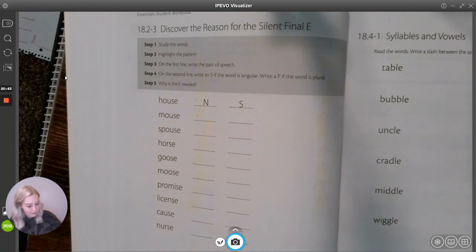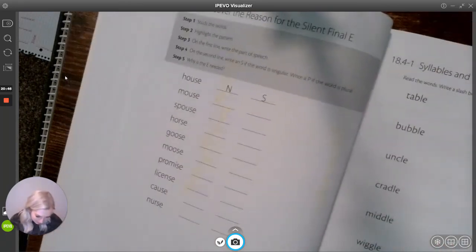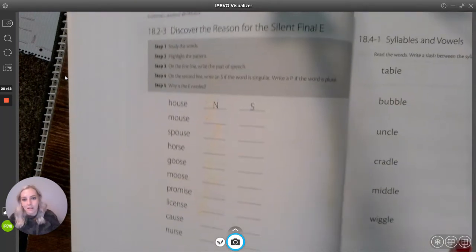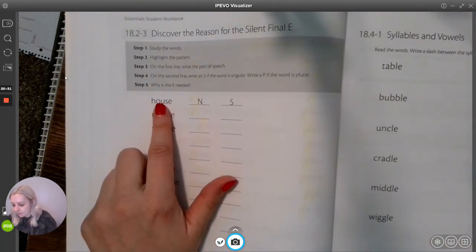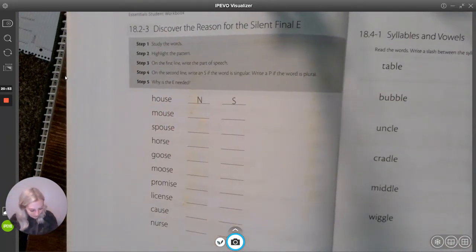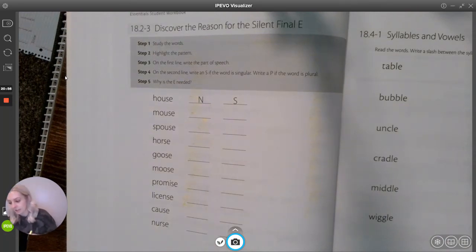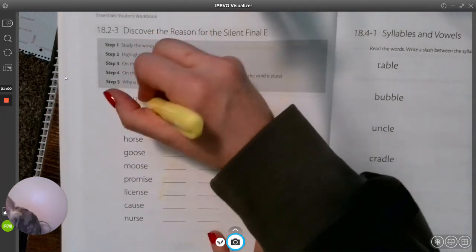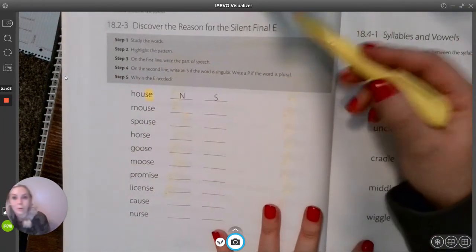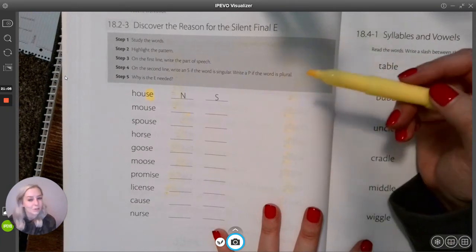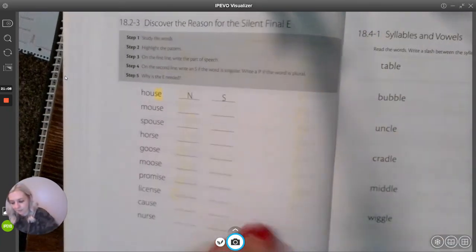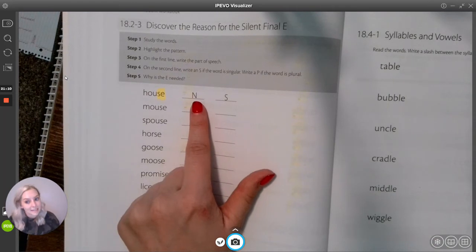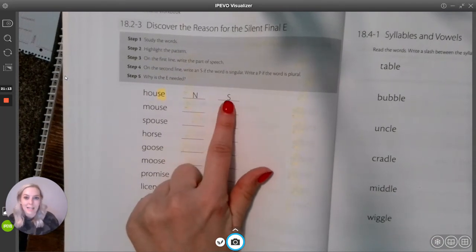Okay, so let's do the first one together. Where's my highlighter? There it is. Okay, house. All right, house, got it. Highlight the pattern here. The pattern is SE. Because remember, we're focusing on silent final E, so we're looking for that pattern. SE. The book tells us house is a noun, which it is, and it says it is singular. It's not talking about more than one house, just the one house.